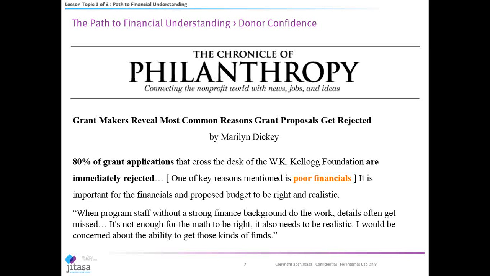So for them, it's important for the financials and the proposed budget that's tied to the application to be right and realistic. Oftentimes when program staff does the work, details often get missed. So it's important for the numbers to be accurate, but also for the projections to make sense and to really reflect what they're trying to accomplish.